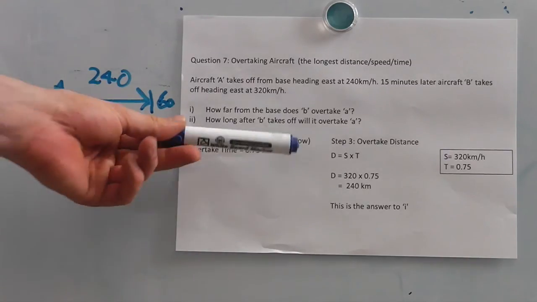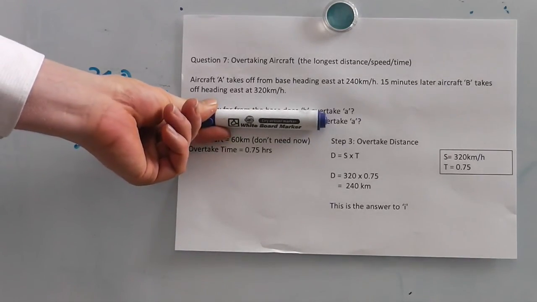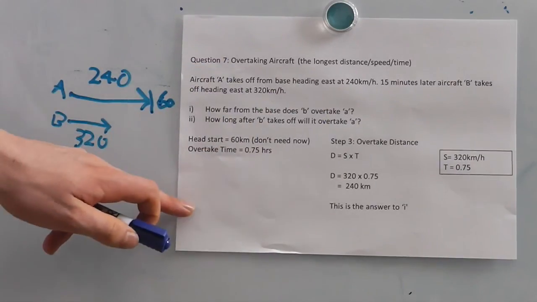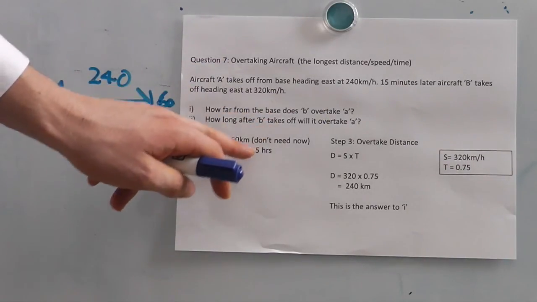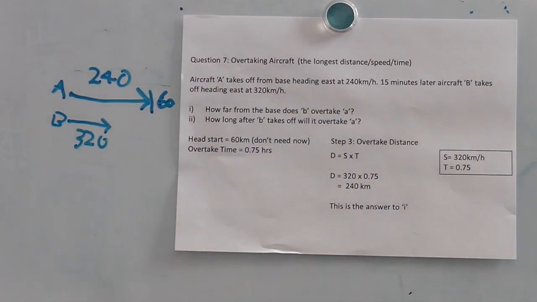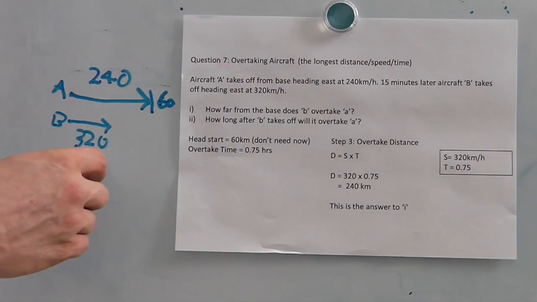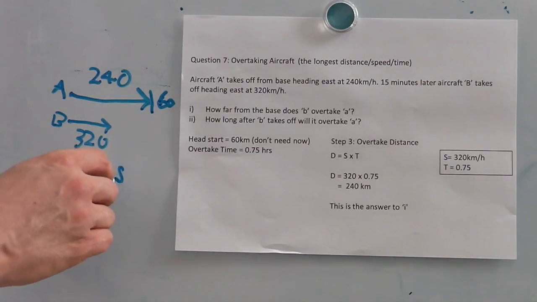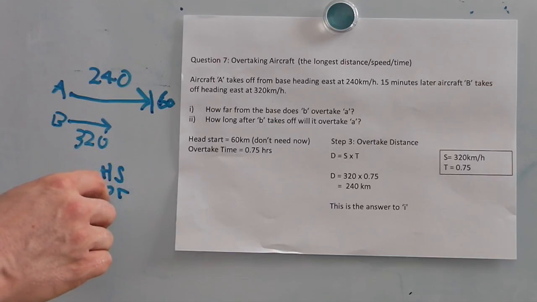So you can see if they only asked I, you would still need to go through the 3 steps to calculate the answer. So you'd still need to calculate the overtake time to then plug that in to calculate the overtake distance. So the 3 steps that you go through, the first step is head start. You need to get the head start distance that aircraft A has. Step 2 is overtake time, and step 3 is overtake distance. So a good way to remember the 3 steps is just to memorize head start, HS, overtake time, and overtake distance.